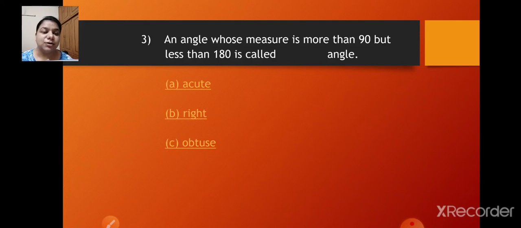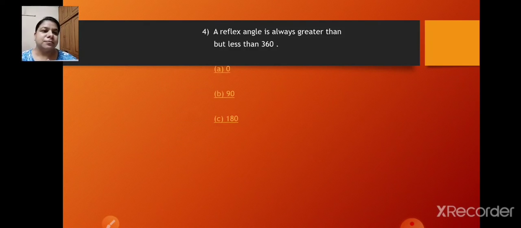Obtuse angle. What was that? Big, obtuse angle. And a reflex angle is always greater than what, but less than 360 degrees? It is always greater than 180 degrees.